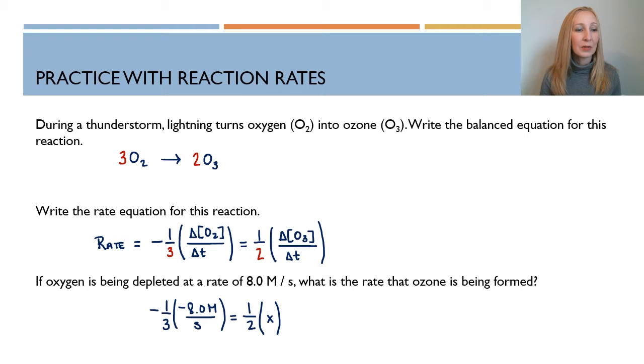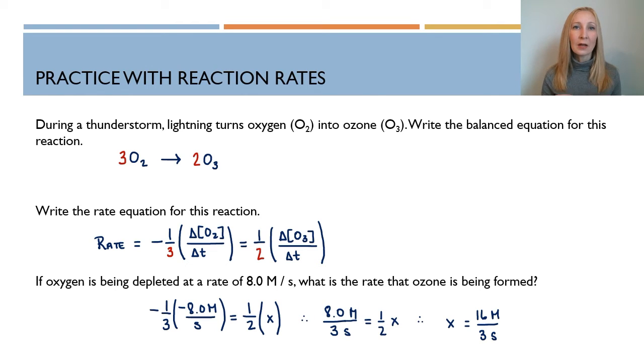That's the x value. So if we're solving for x, we're going to take the left-hand side and multiply everything times the left-hand side. So we get 8.0 over 3, and the negatives go away, remember, and the units are molar per second, capital M over s, and that's going to equal 1/2 times x. Now if we solve for x, we want to multiply both sides by 2. That gets rid of the 1/2 for us. So then x will equal 16 M over 3 s, because 8 times 2 is 16.